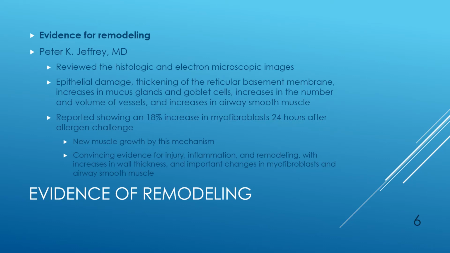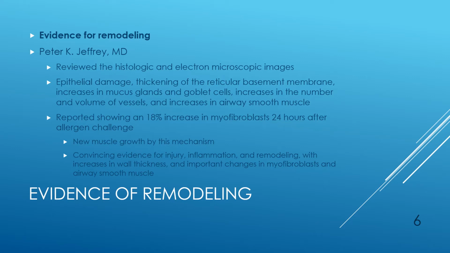Let's talk more about the evidence of remodeling. Dr. Peter Jeffrey, he reviewed histologic slides of patient samples under an electron microscope. And what he noticed, like I explained before, was epithelial damage. He actually showed thickening of the reticular basement membrane, increase in mucus glands and goblet cell size, increase in the number of blood vessels, which is called angiogenesis, and an actual increase in smooth muscle.